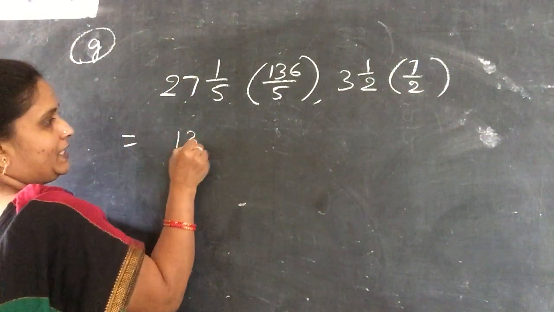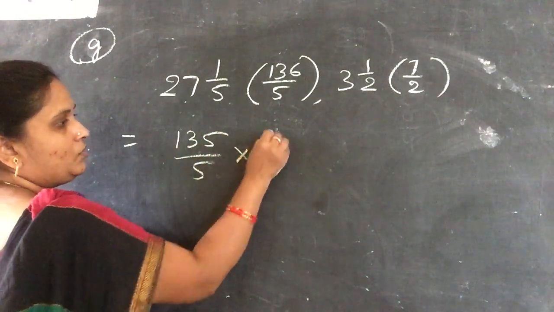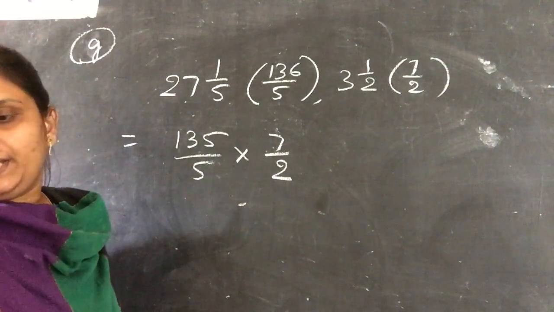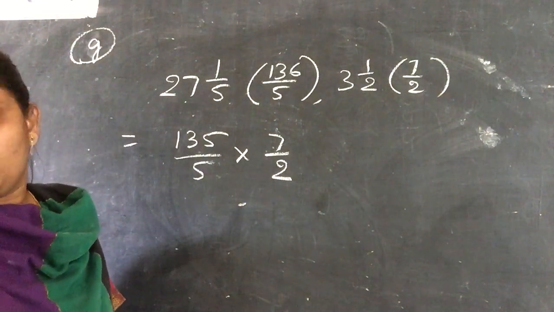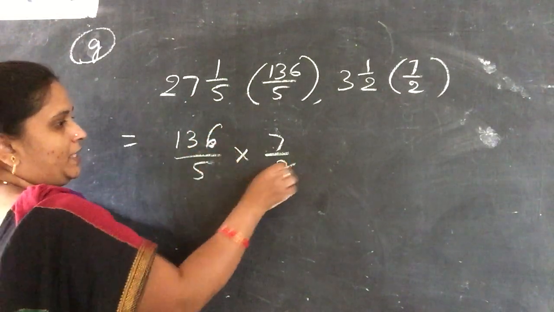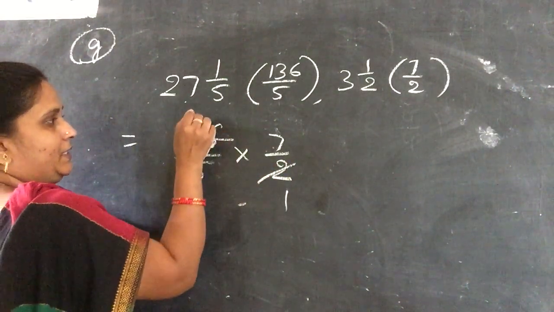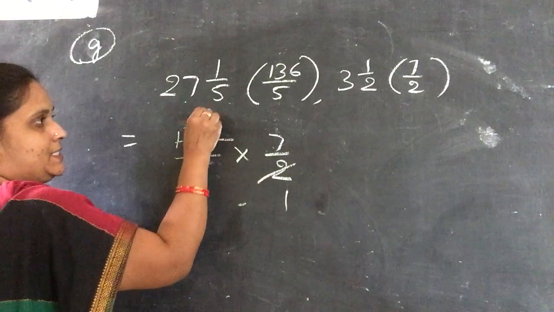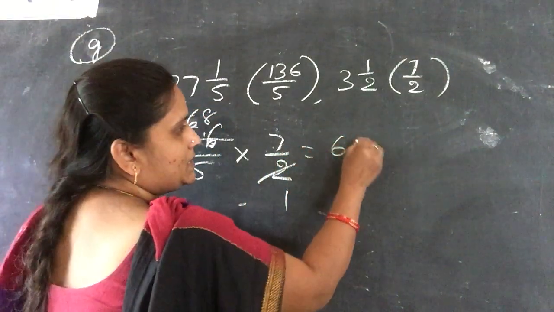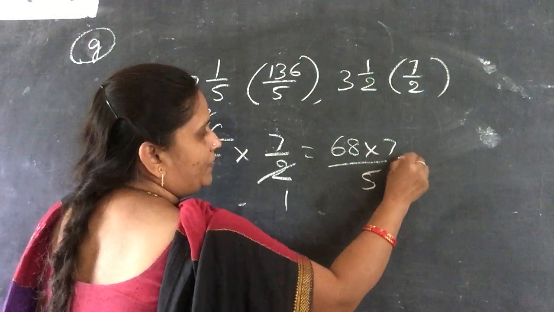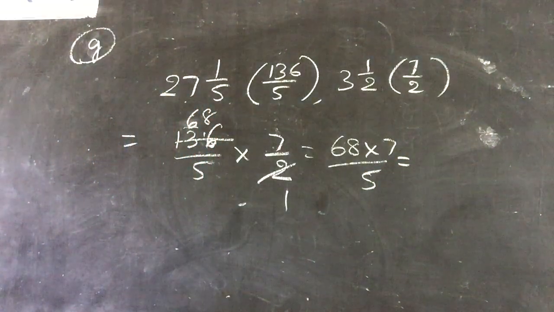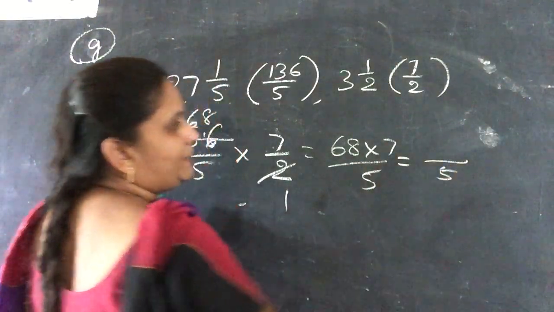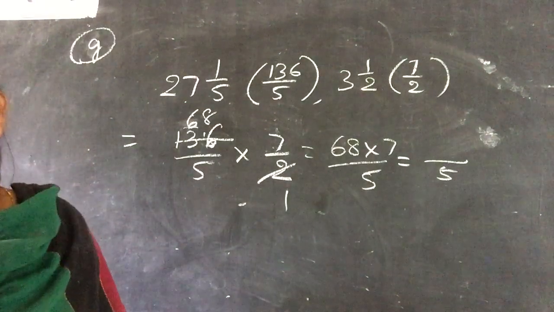Okay, now 136/5 into 7/2. Do the simple cross division, you will be getting the remaining 136. Okay, 2 ones are 2 and you will be getting here 6 2s are 12. Sorry, 6 2s are 12 and 6 8s are. So remaining will be 68 into 7/5. 68 into 7/5. Multiply these two, you will get the answer, and that divided by 5 you have to do. Okay, next.